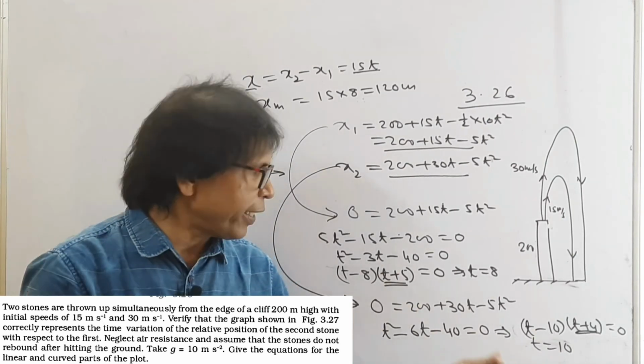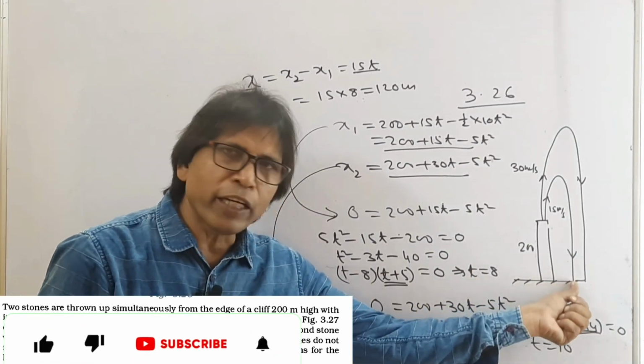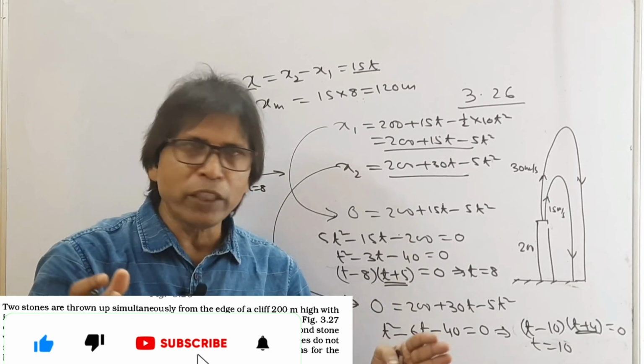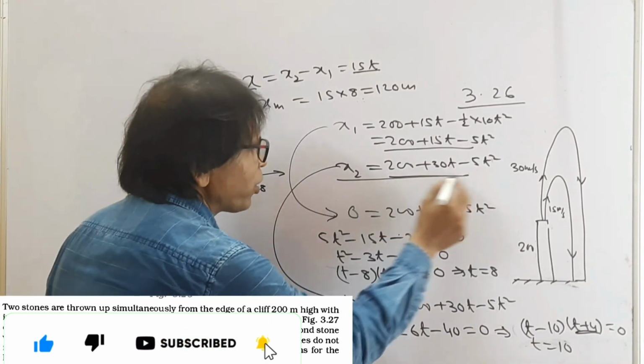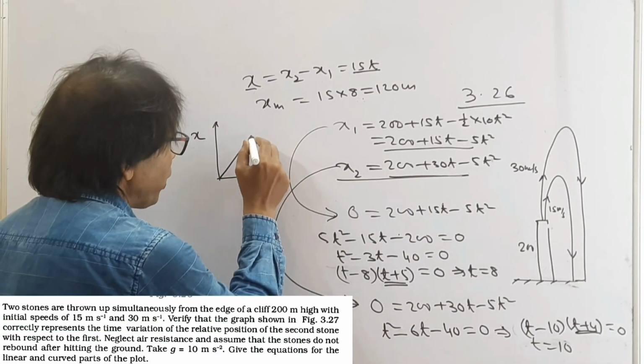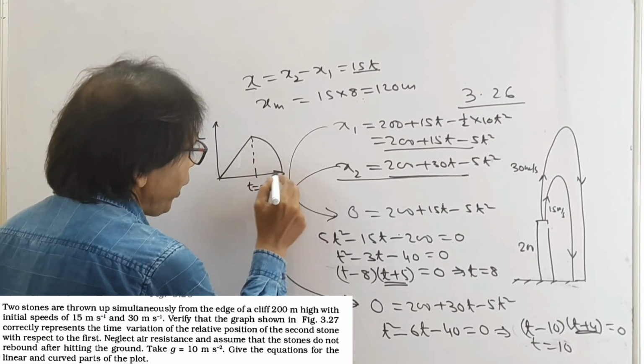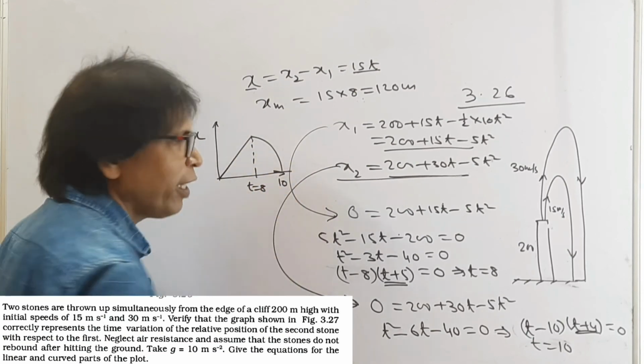And after 8 seconds, the first particle is on the ground. So their relative position is equal to only x2. So look at this, this graph becomes a parabola. Okay, this is the 10 second.